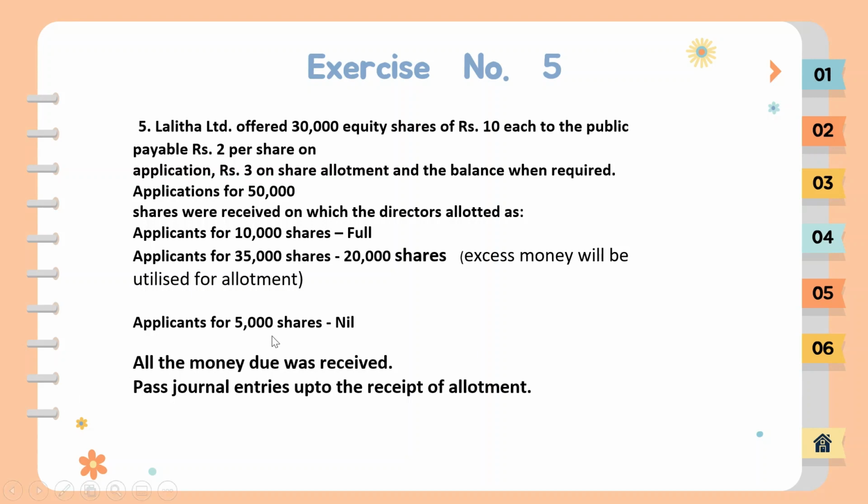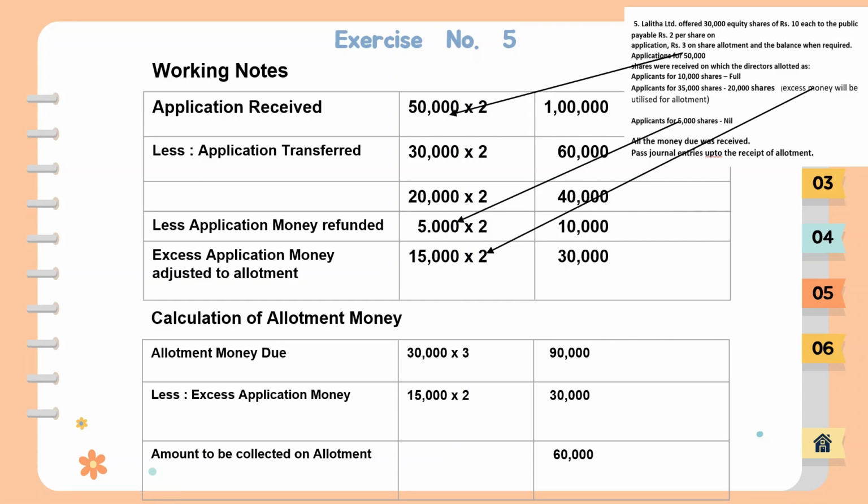I will show you this calculation. You put a better calculation, but in the textbook one calculation is given. Instead of that you can do this. Okay. So 50,000 shares, application money is 2 rupees.